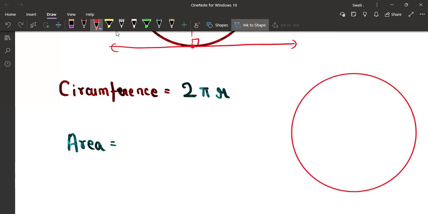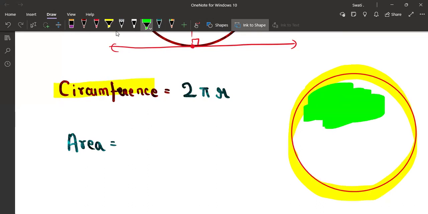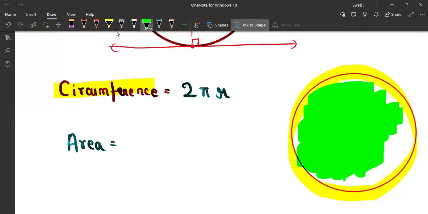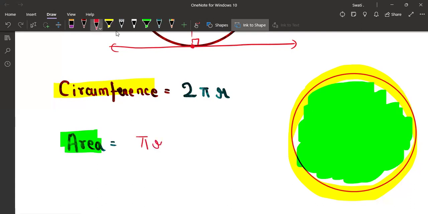Circumference is the boundary. If you want to find out the length of the boundary, that is called the circumference, and the formula is 2 pi r. If you want to find out the area, which is nothing but the space inside the circle, that is called the area. I have covered that with the green color, and the formula is area of a circle is pi r square. That's it. So Manya, we have finally covered all the basic concepts of a circle.